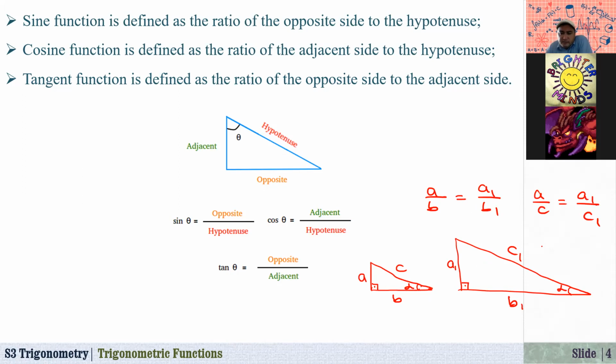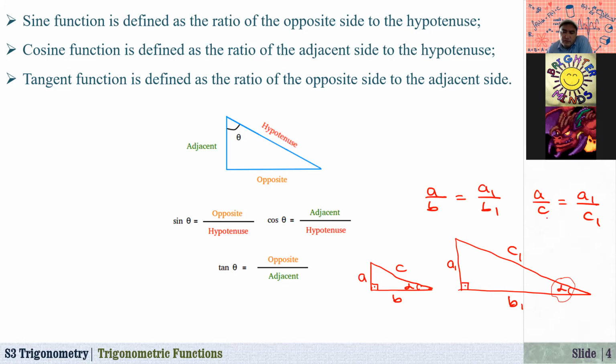That's why, instead of writing this, now we are going to give a special name to these ratios. And you will see that as long as you keep this angle the same in a right angle triangle, this ratio a over c remains unchanged.